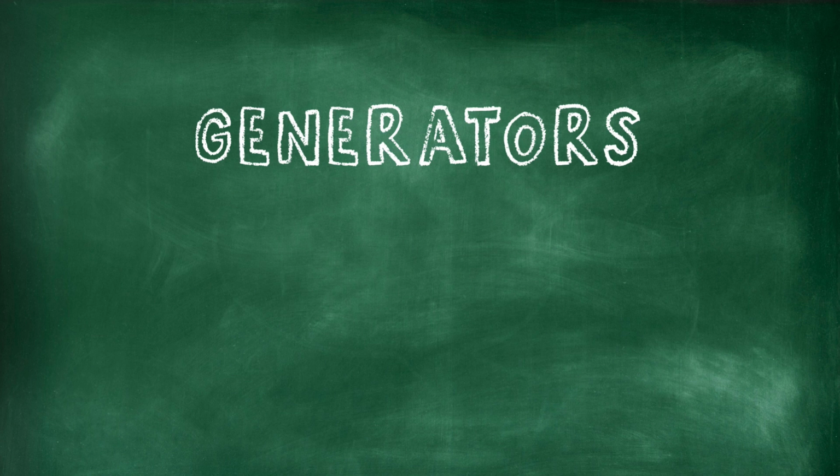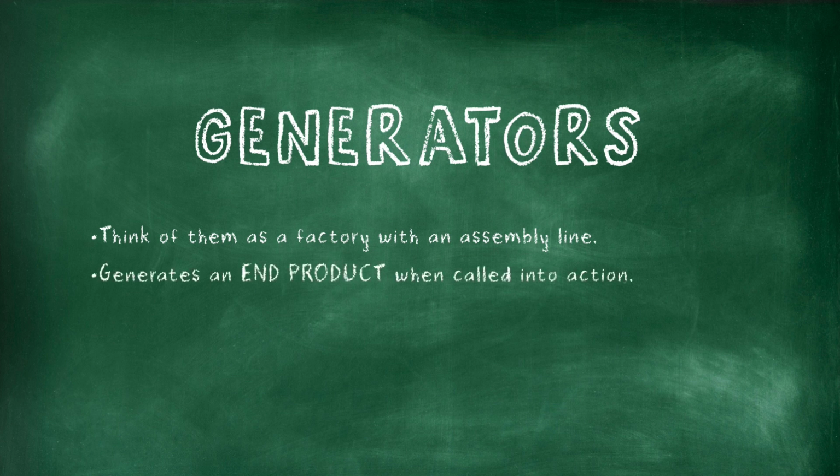Generators. Think of them as a factory with an assembly line. You will set up the factory with customized variables and instructions so that it is prepared to generate an end product when called into action. These are extremely helpful and will make your workflow more efficient because once you take the time to set one up, theoretically, you don't have to touch it again. It will keep spitting out what you asked it to based on the instructions you provided and the information provided during the automation. Let's take a look at generators and how they're used with projects, invoices, and events.